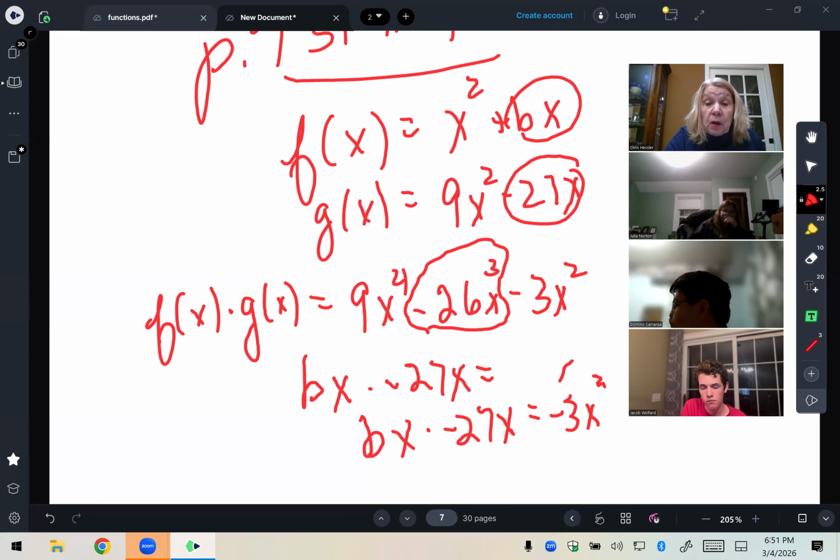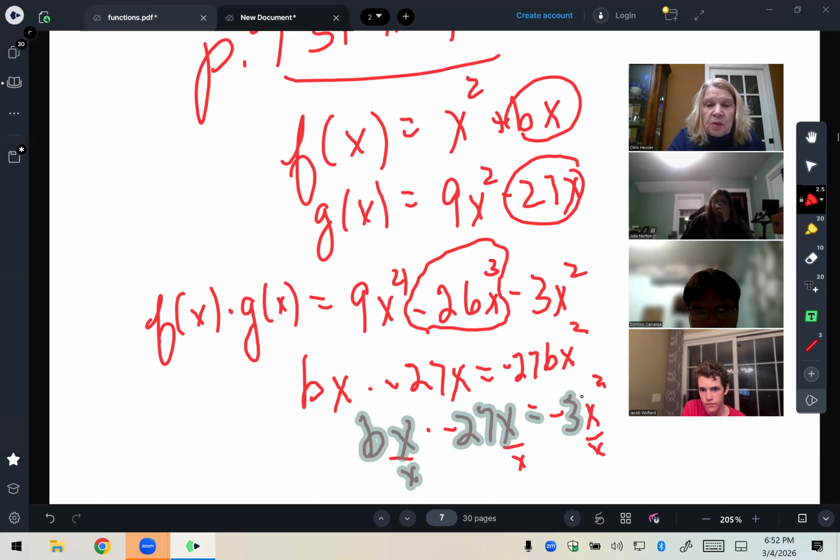So we divide everything by x, well, by x squared, right? Because you had negative 3x squared. You have negative 27bx squared. So bx times negative 27x is negative 27bx squared. Yes. So negative 27bx squared equals negative 3x squared.